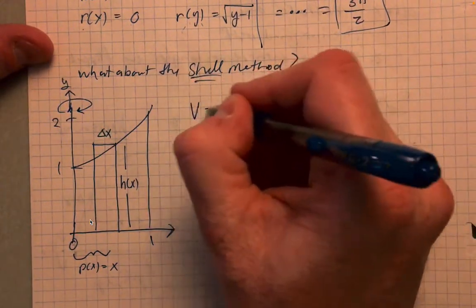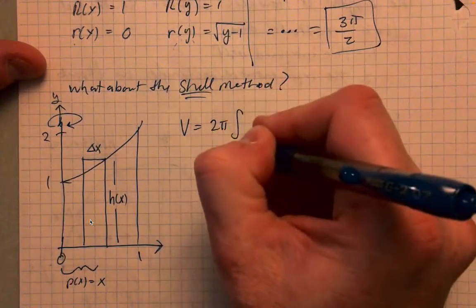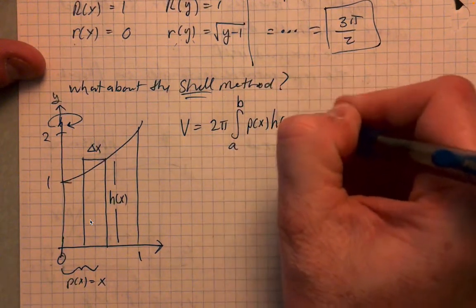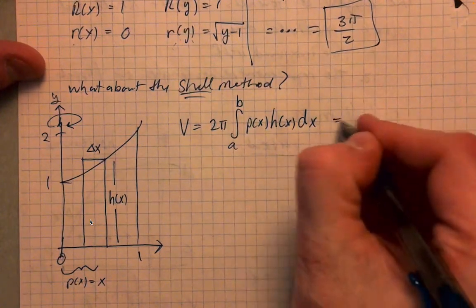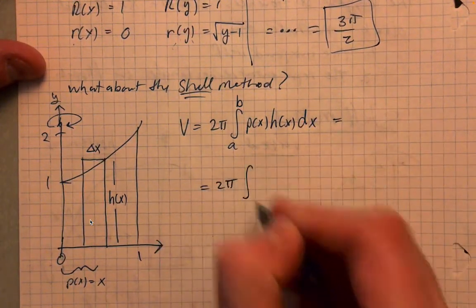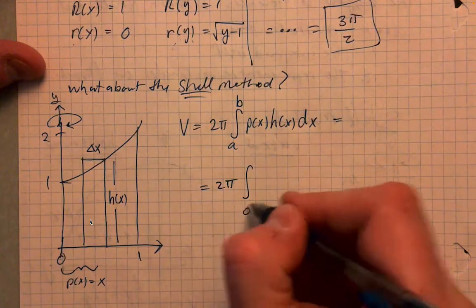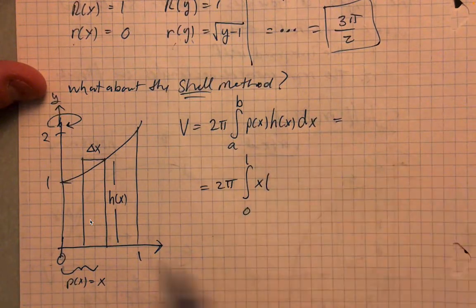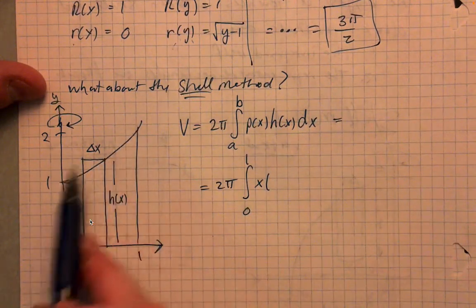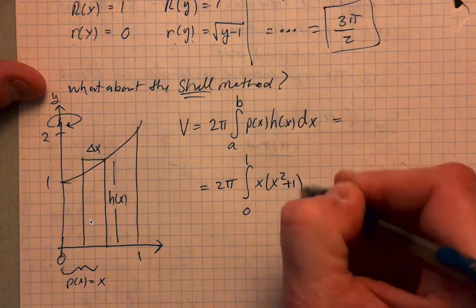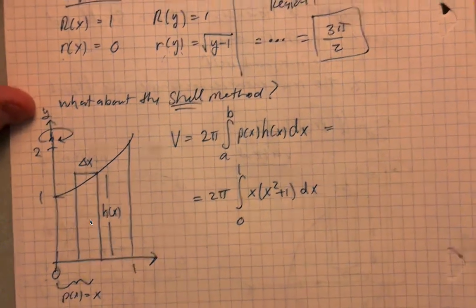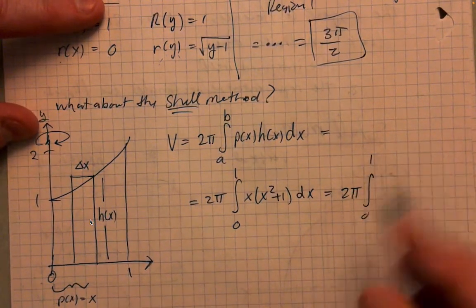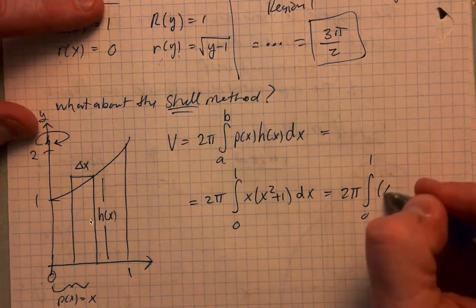And so the integral here, remember, is 2 pi times the integral from a to b, and then it's p of x, h of x, dx. That's the formula. And so we can plug these quantities in. So from 0 up to 1, our p of x, right, that's just x. Our h of x, well, that's the function itself, so that's x squared plus 1. There we go. So we can do this really quickly. This will be x cubed plus x.